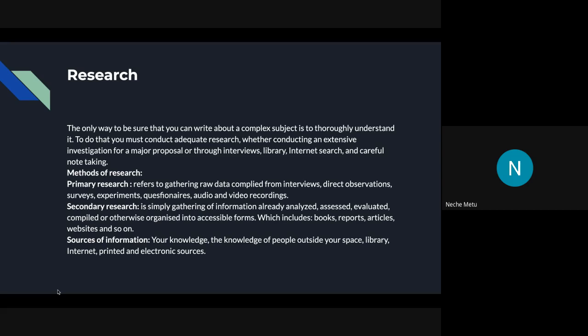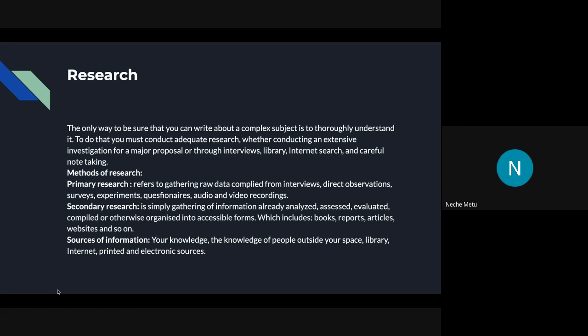Okay, so we are looking at the methods of researching. We have definitively two methods of research, which are the primary and the secondary. We'll just look at them before moving on. We have the primary research, which refers to gathering raw data, compiled from interviews, direct observations, surveys, experiments, questionnaires, audio and video recordings. That's primary research. You're the one getting the information. You're not getting it from any source. You're getting the information directly. That's why it's called primary.